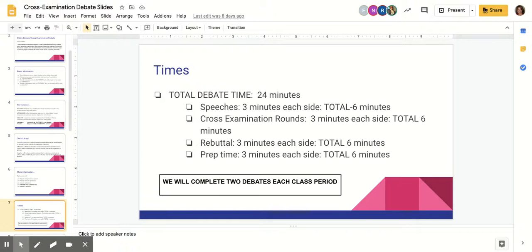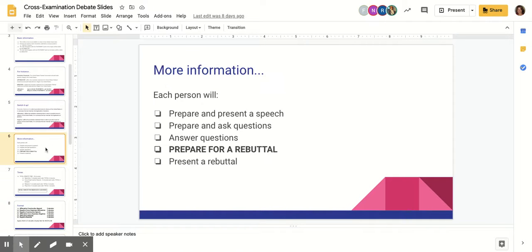Each person on your team will be taking part in preparing and presenting your constructive speech. So you will be splitting it halfway down the middle. And you decide for yourselves who's going to do what components of that speech, which we'll take a look at coming up. So both of you will be presenting the constructive.